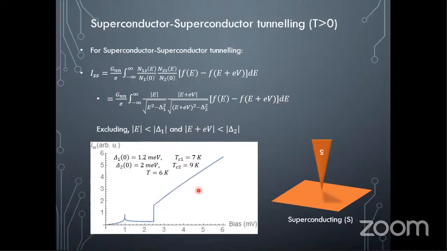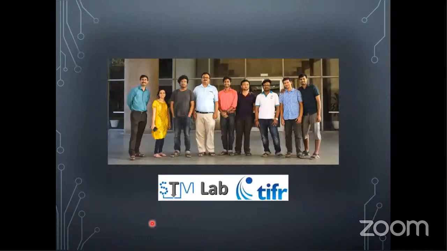And if one takes the derivative of it, one gets the differential conductance for superconductor to superconductor tunneling. And what one finds out, this has been described in Tinkham very well, is that for the region between delta 1 minus delta 2 and delta 1 plus delta 2, that means this region, one has a negative value of differential conductance. This is just for interesting purpose.